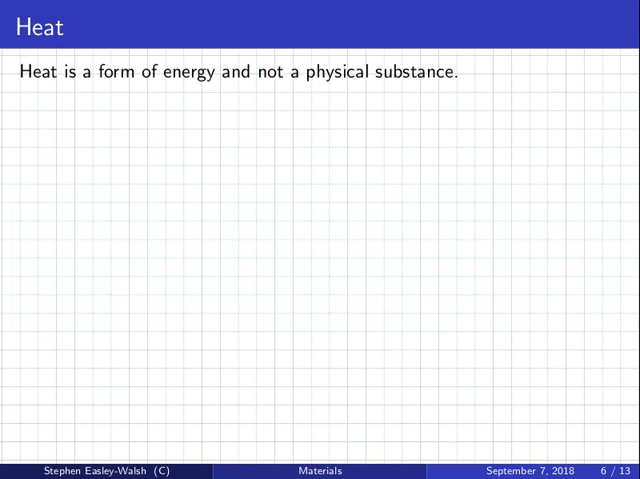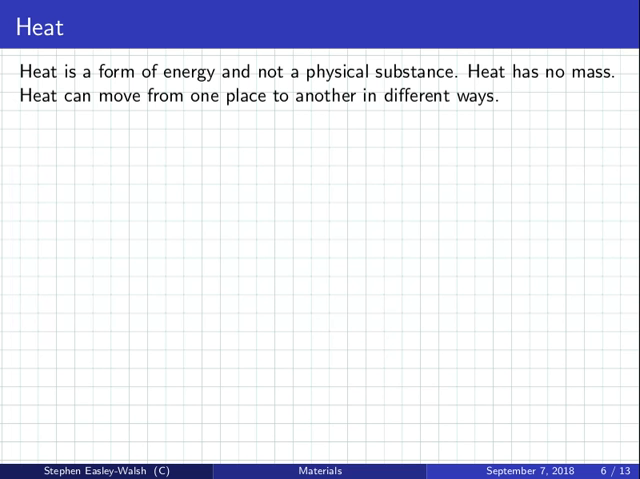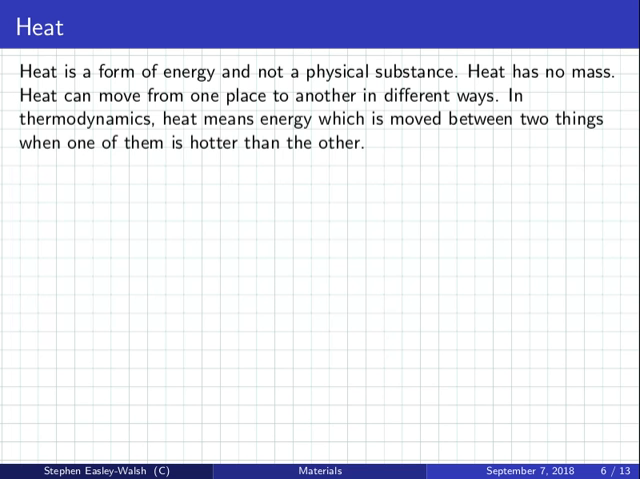So, heat is a form of energy. We talked about this when we did conservation of energy. It is not a physical substance. Heat has no mass. Heat can move from one place to another in different ways. In thermodynamics, heat means energy which is moved between two things, one of them hotter than the other. Heat is not the same thing as temperature. I know that seems very confusing. You think heat and temperature are the same thing, but they're not.